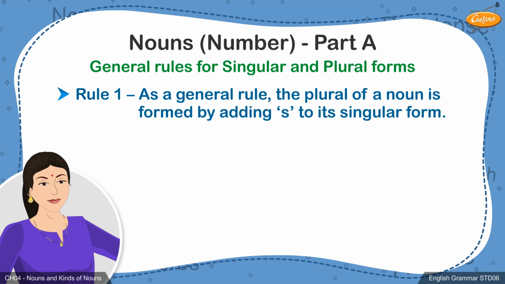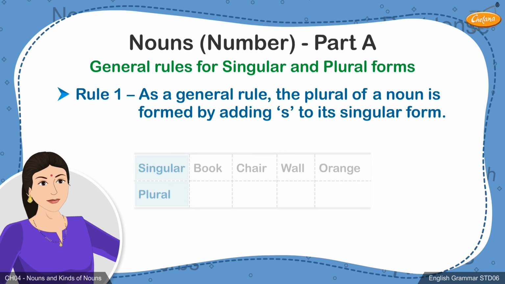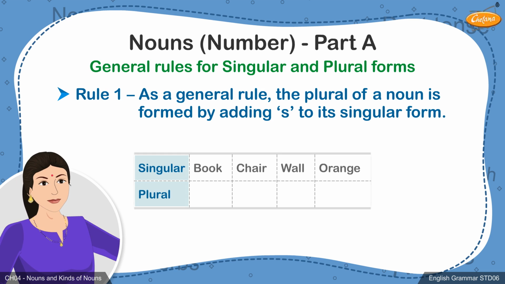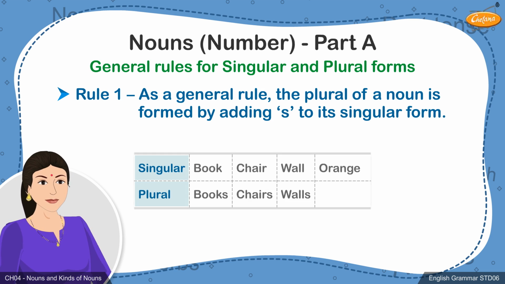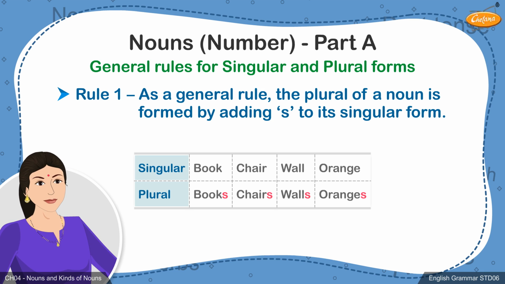The first rule is that the plural of a noun can be formed by adding s to its singular form. The plural form of words like book, chair, wall, orange would be books, chairs, walls, oranges. We have simply added s to the singular form of the noun.